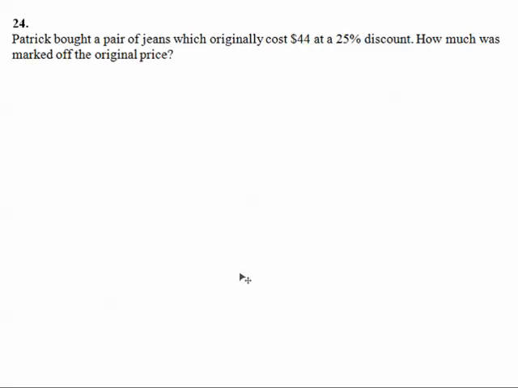Patrick bought a pair of jeans which originally cost $44 at a 25% discount. How much was marked off the original price? How much was marked off? So how much was the discount is the question, not how much did he pay. Well, he paid 25% or 0.25 of or times $44. Let's see if we can do that.